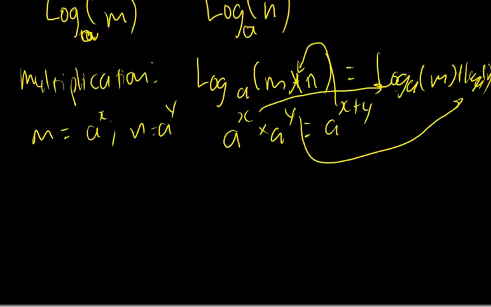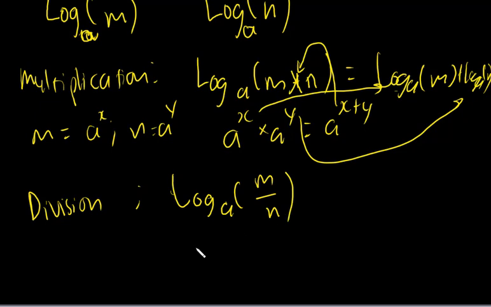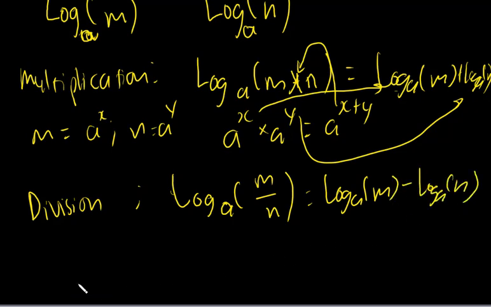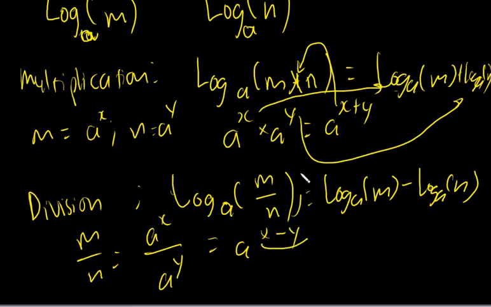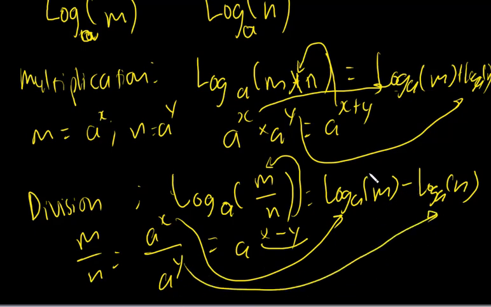Right, multiplication. Now let's get to division. Similarly, we have log base a of m over n, which is equal to log base a of m minus log base a of n. The reason is similar to this one. We have m over n equal to a to the power of x over a to the power of y. Now this is a to the power of x minus y. So x minus y is for this one: x is this one, minus y is this one. So that is the basic origin of these two formulas.